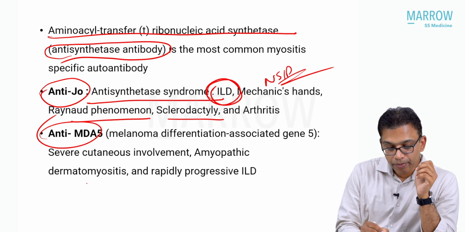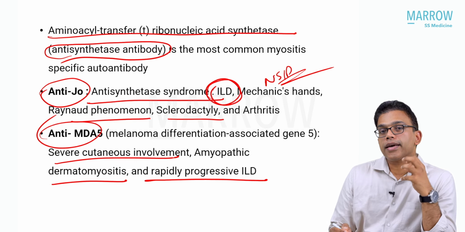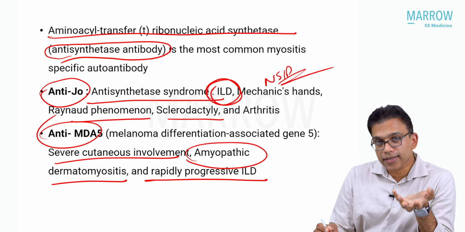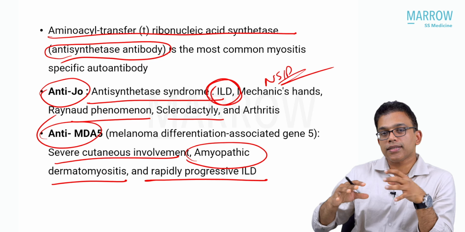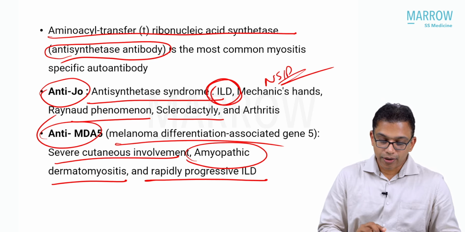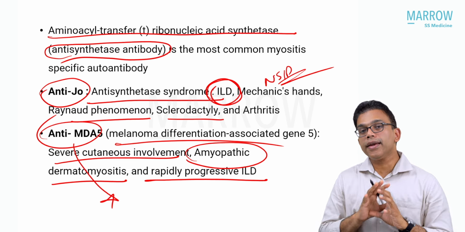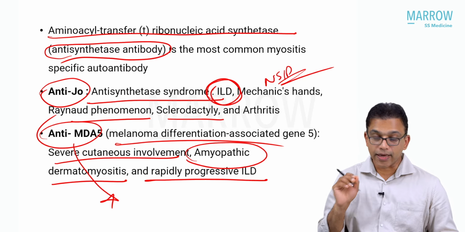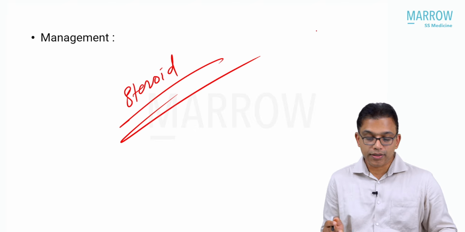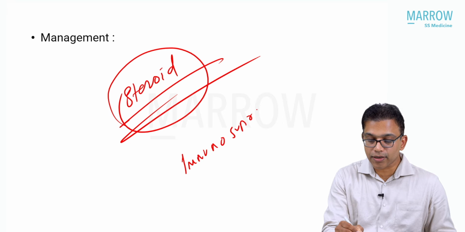rapidly progressive course. So rapidly progressive ILD, dermatomyositis, and cutaneous involvement, and here it is a kind of amyopathic inflammatory myositis. So there is no significant muscle weakness there. The skin manifestations and lung manifestations are more predominant. MDA, melanoma differentiation associated gene, is the full form. You need not remember the full form. Anti-MDA5 is a kind of myositis where the ILD is very much progressive and difficult to manage. That is the point that you should remember. So the management is, of course, basically for an autoimmune condition: anti-inflammatory medicines like steroid, and most of the time they may require immunosuppressant also.